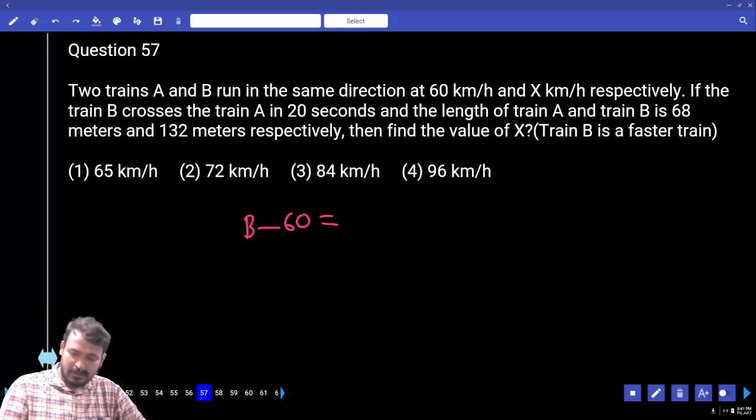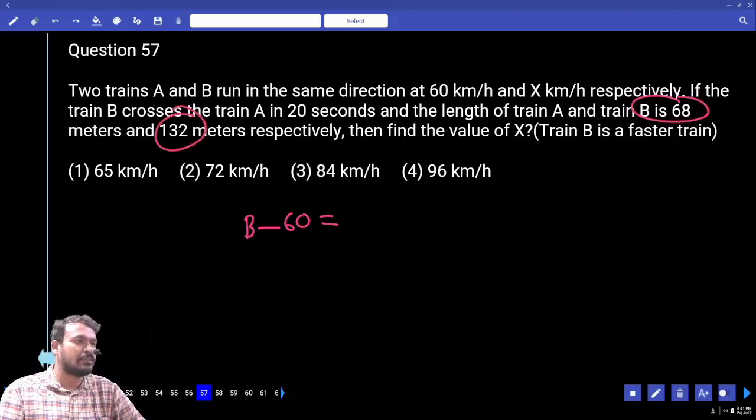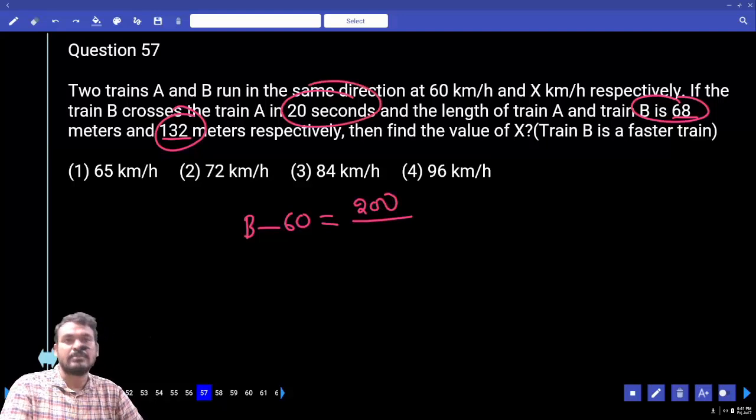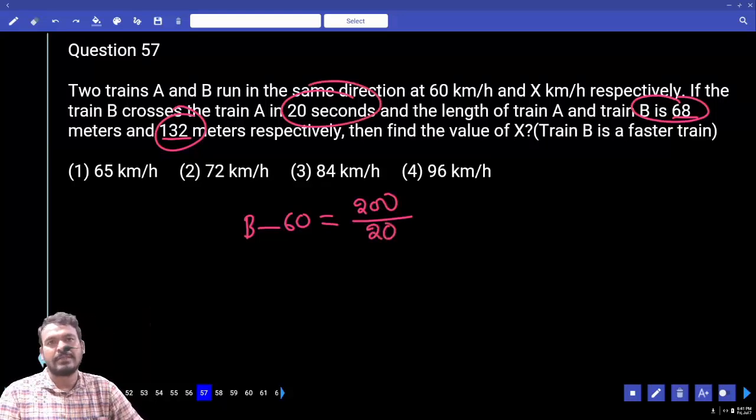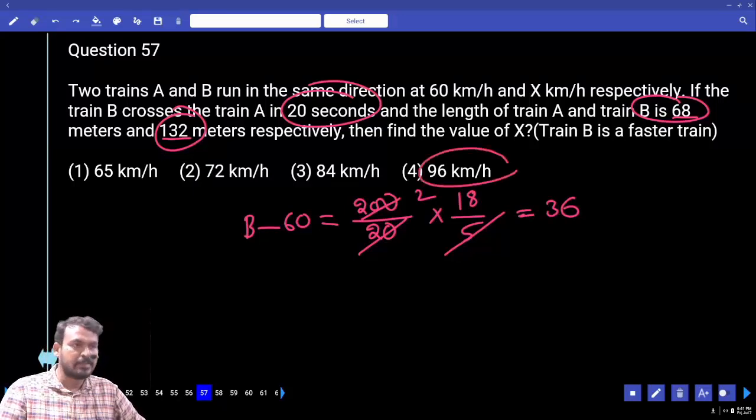And when a train passes another train, what is the total distance? The sum of the two train lengths, 132 plus 68. Total it is 200. It passes in how many seconds? 20 seconds. 200 by 20 gives meters per second. Multiplied by 18 by 5, we get kilometers per hour. 20 into 5, 100. How many times? 2 times. 18 into 2 is 36. x minus 60 equals 36, so x is 96.